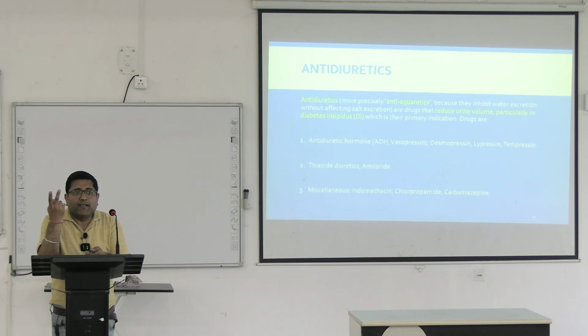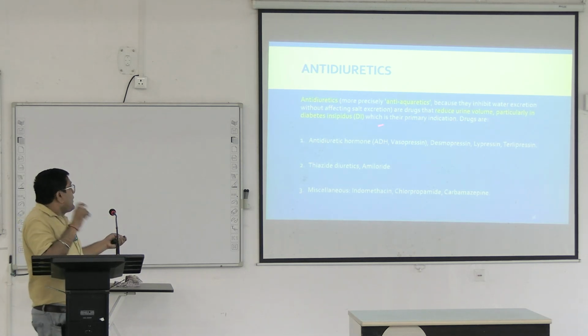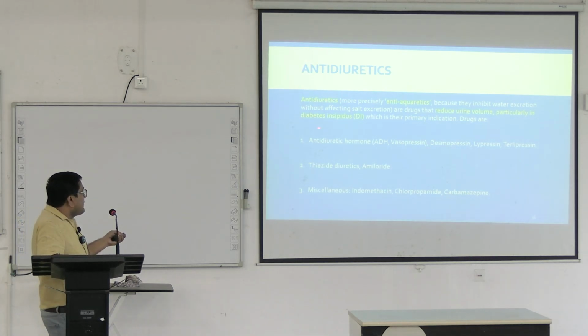And the second type is nephrogenic. Here the ADH is there in the body but is ineffective, not able to act on the kidney. So that is called nephrogenic diabetes insipidus. Okay. So basically, particularly in diabetes insipidus, which is their primary indication.